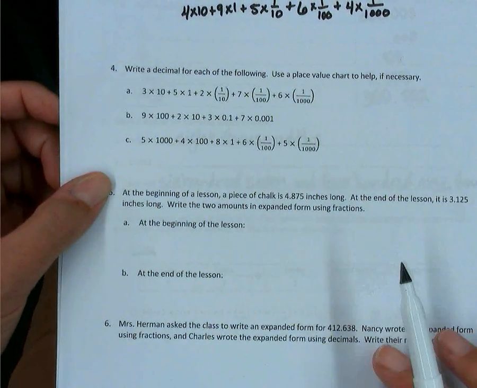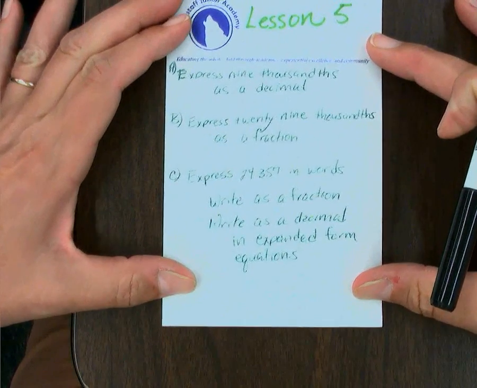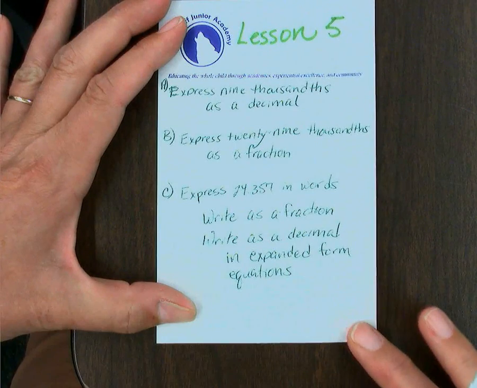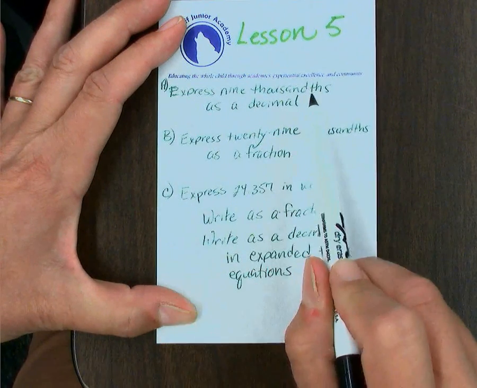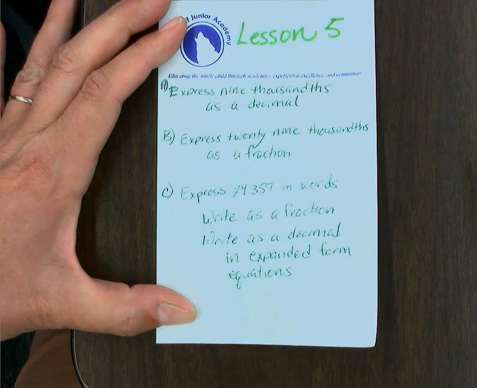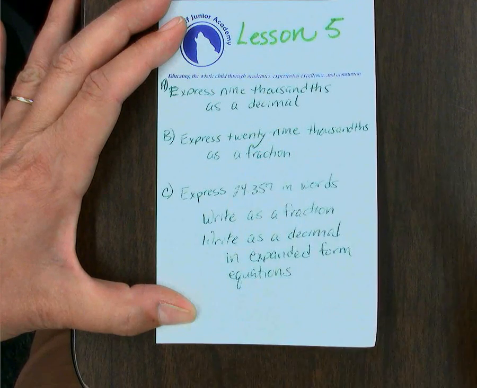All right. So here are your practice problems to bring to class tomorrow. Bring these answers with you. We'll check them over in class and see if you come with any questions. So in this one, I'm going to ask you to write 9 thousandths as a decimal. So 9 thousandths as a decimal. 29 thousandths as a fraction. What's that look like?